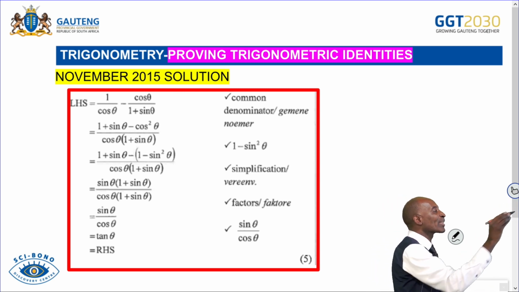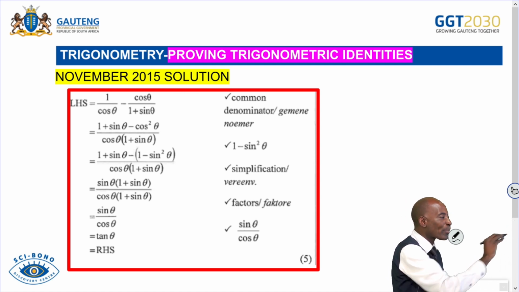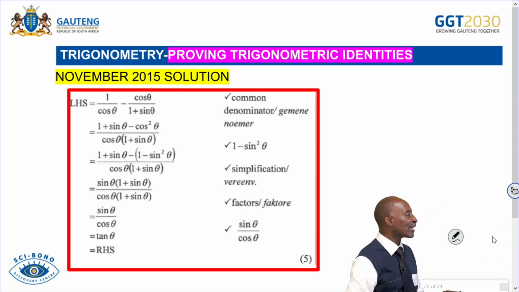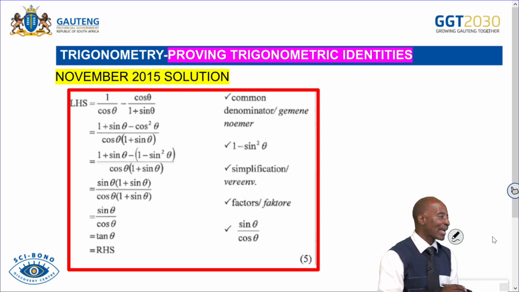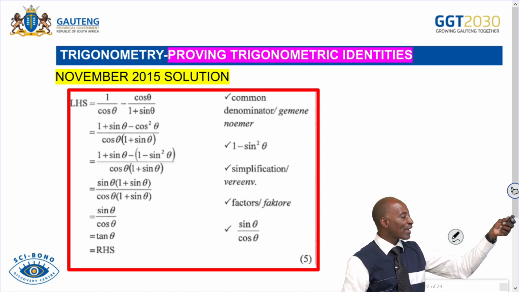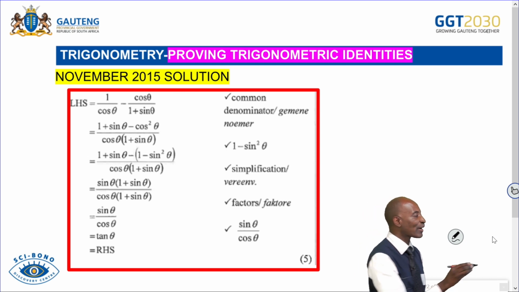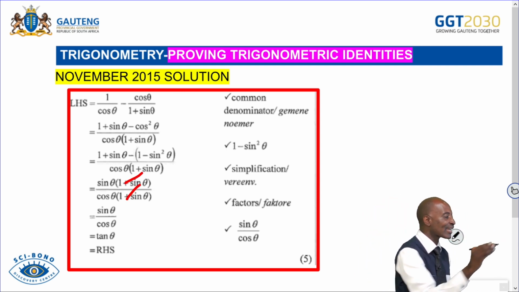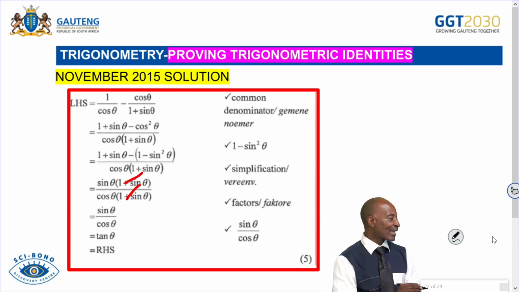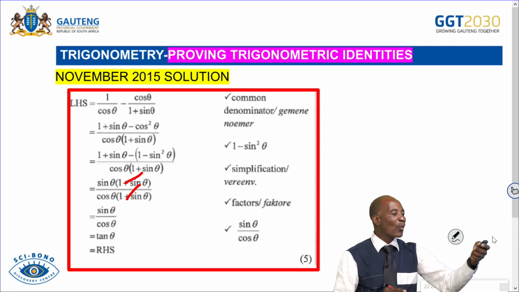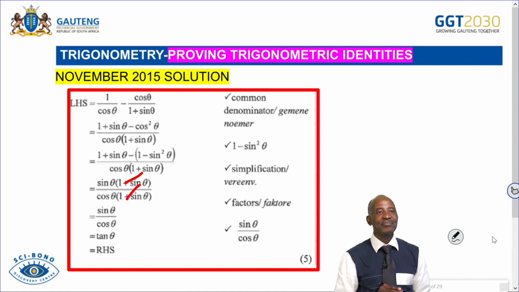You can break down that cos squared theta into 1 minus sine squared theta, but when you open your brackets, you must be careful there. This will then change to a plus. Then simplify by factorization and then simplify further. These will divide and go. Then your final answer will be tan theta, which is your right-hand side. So this is how you could have obtained your 5 marks.